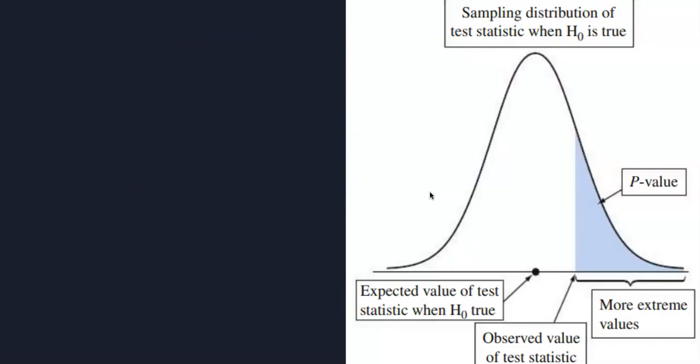So here we go. What's the chance of having something in this blue area? As you go more and more to the right side, to the more extreme side, you see that chance, or that area, is going to get smaller, right? So a smaller p-value provides stronger evidence to reject the null hypothesis.